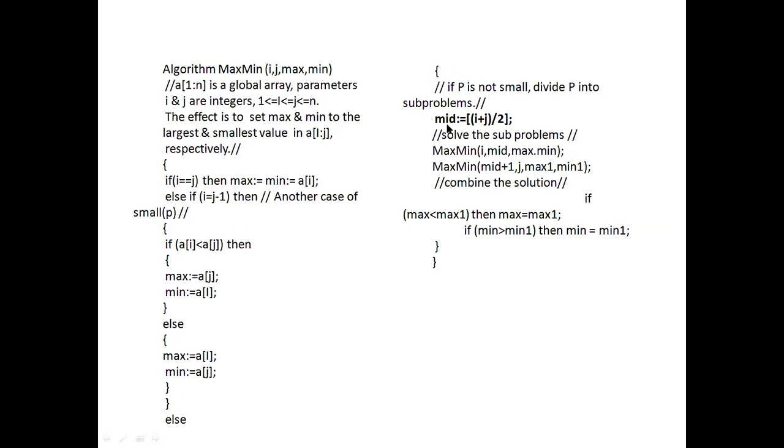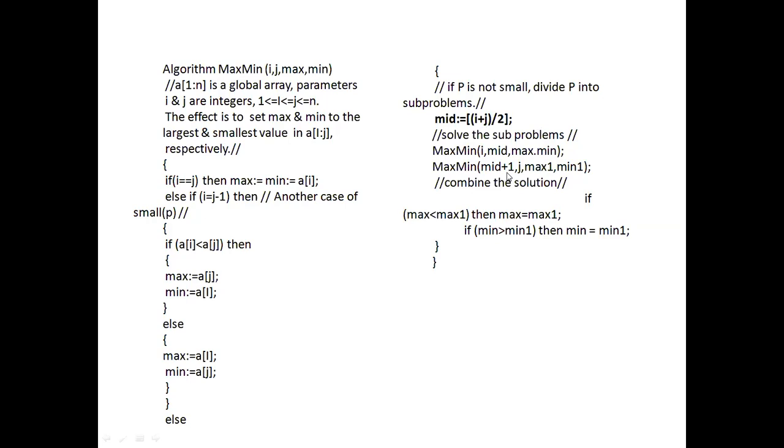So in that case, what do we have to do? We have to divide the problem into two halves. So middle is equal to (i plus j) divided by 2. You apply the same algorithm for the first sub half, MaxMin(i, middle, max, min). Then the second half, MaxMin(middle plus 1, j, max1, min1). Then store the maximum in this range, that is middle plus 1 to j, in max1 and the minimum in min1. So the biggest will be stored in max1 and the smallest will be stored in min1.